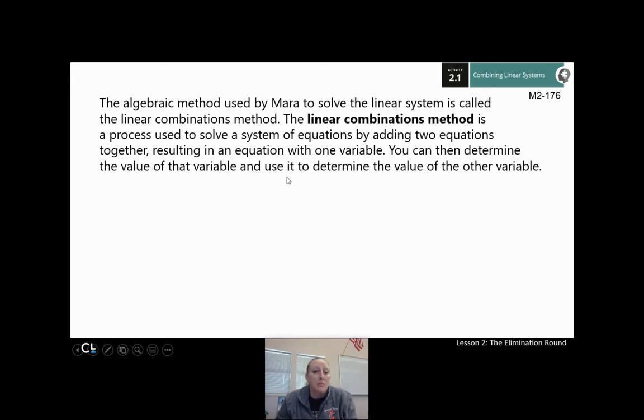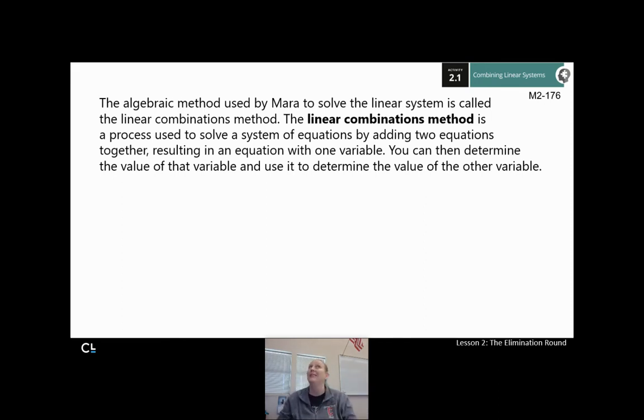So this linear combinations method is a process used to solve a system of equations by adding the two equations together, hoping that one of the variables will die off so you end up with an equation in one variable. And you can then determine the value of that variable and use it to plug in and determine the value of the other variable.